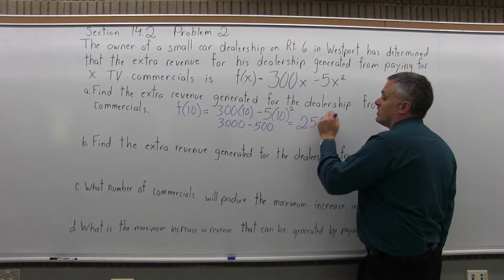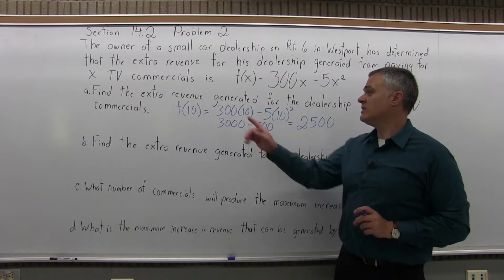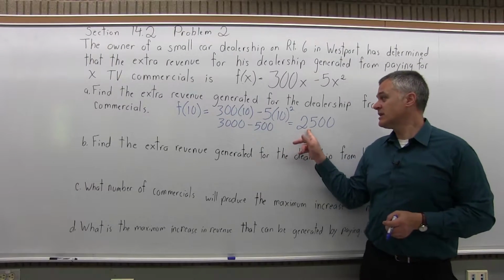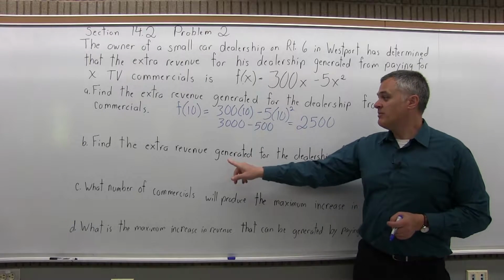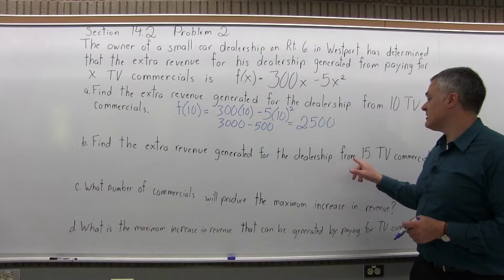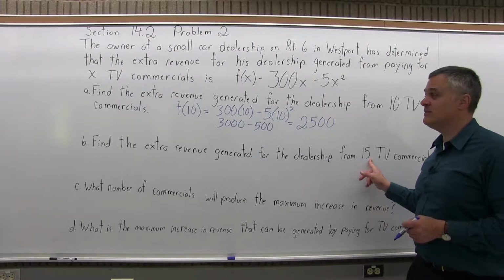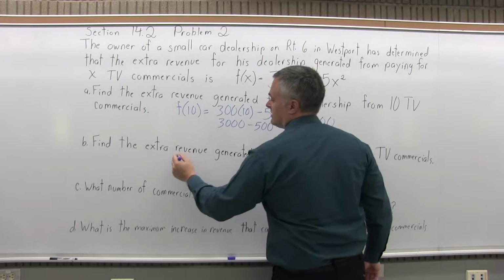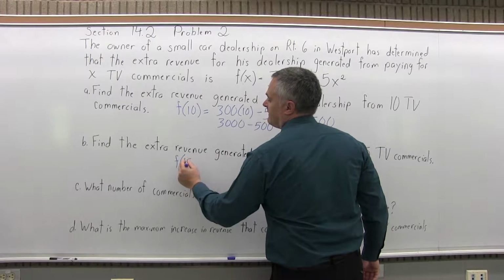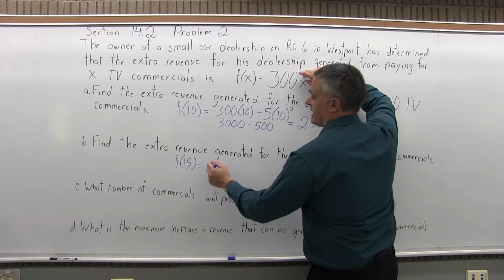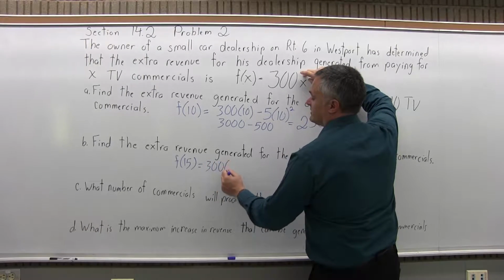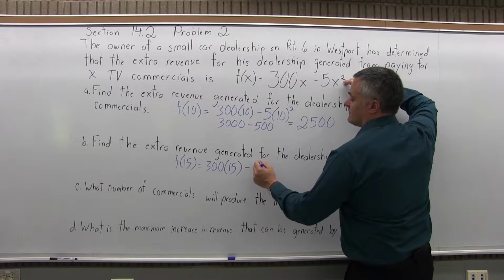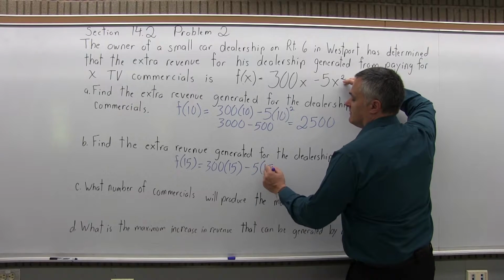So if the owner of the dealership is willing to pay for 10 TV commercials, he will generate an extra $2,500 of revenue for his car dealership. Now B says find the extra revenue generated for the dealership from 15 TV commercials. So same process, put in a 15 for x in the function. So f of 15 equals, the 300x will become 300 times 15, and then minus 5x squared will be minus 5 times 15 squared.